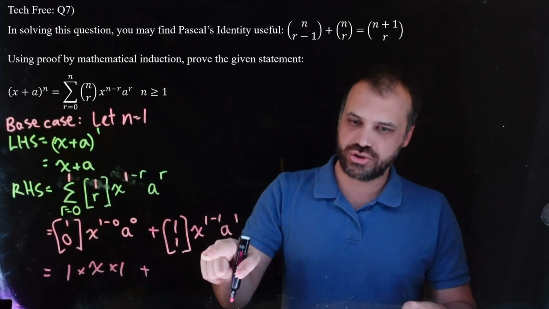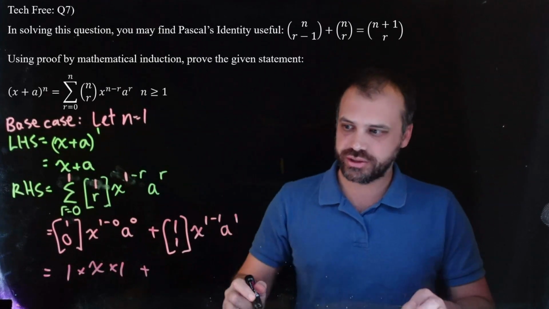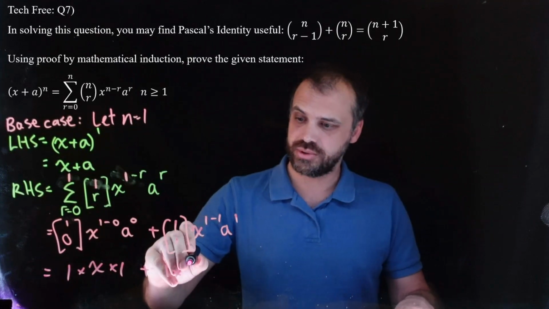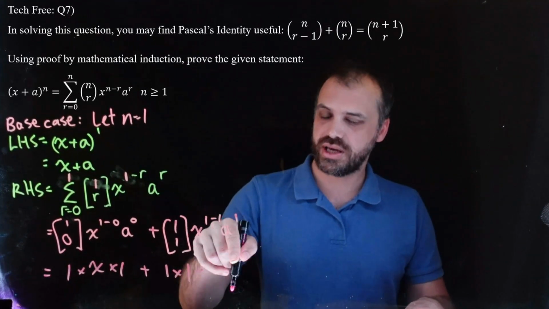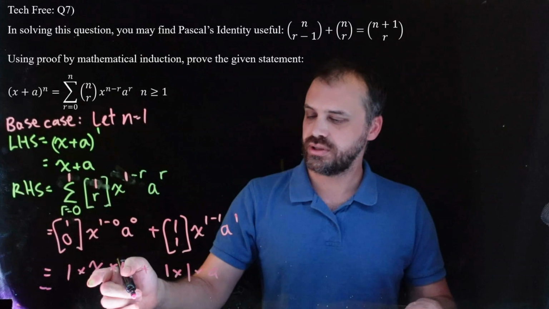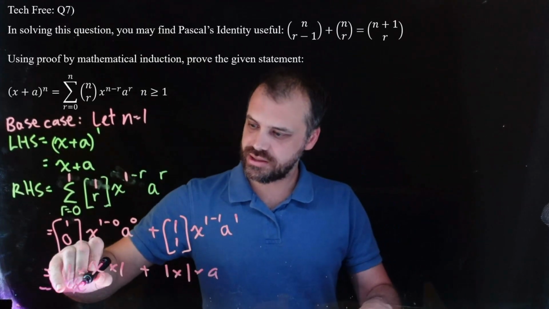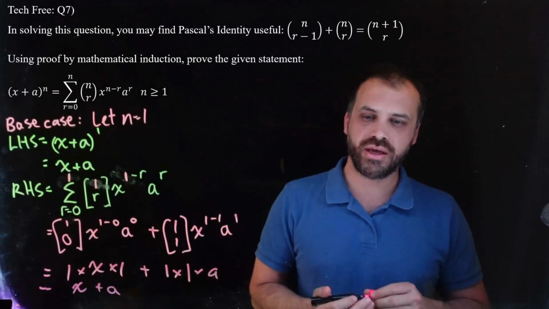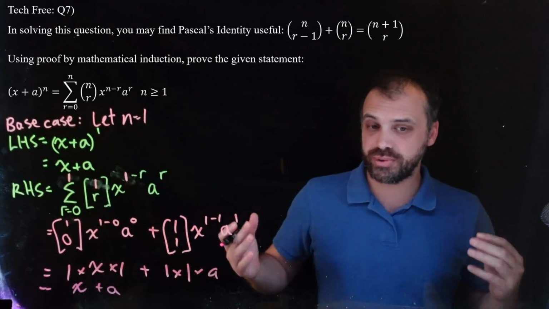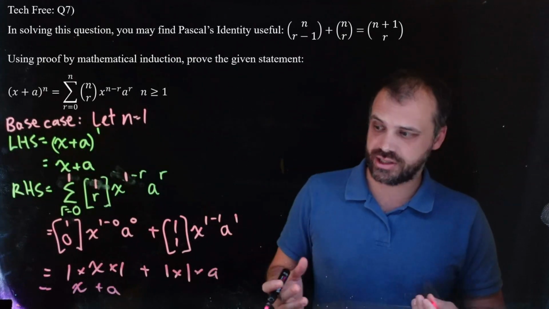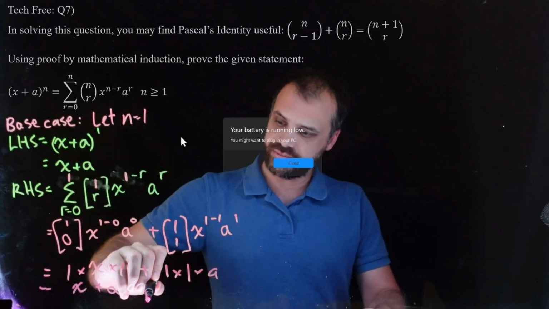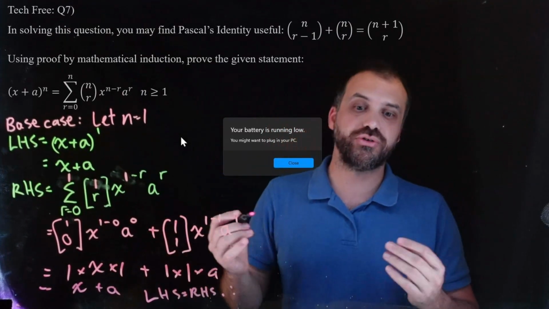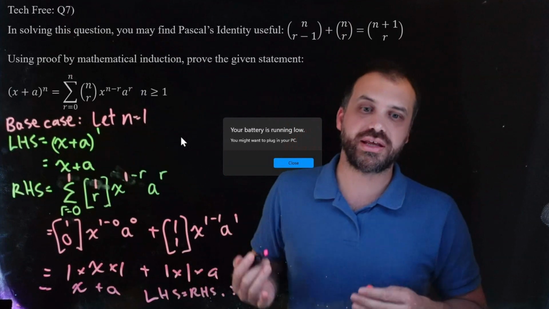How many ways can you choose one object from one object? 1. x to the 1 minus 1 is x to the 0, which is 1, times a to the 1, which is a. 1 times x times 1 is x, and 1 times 1 times a is a. That's it. We've done the base case. You probably get 2 marks for that on an external exam. Left-hand side equals right-hand side. Therefore, true for n equals 1.